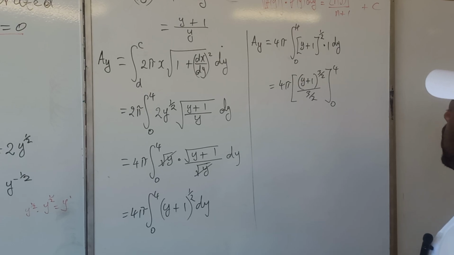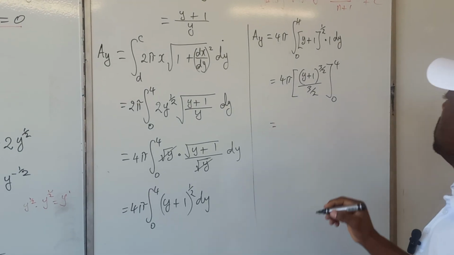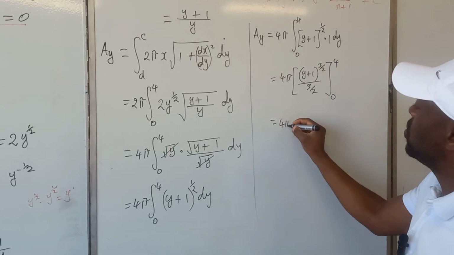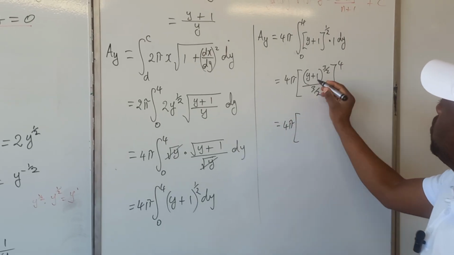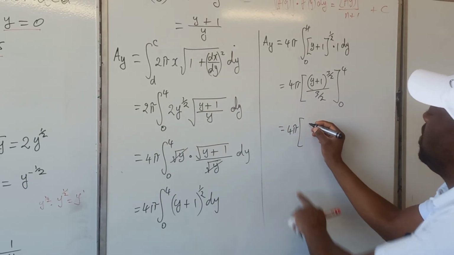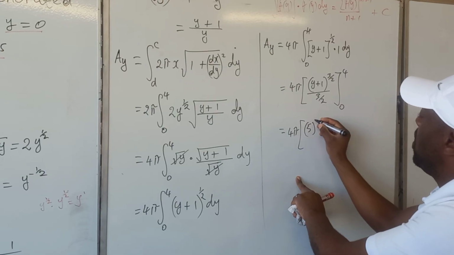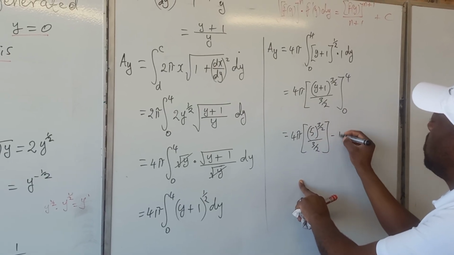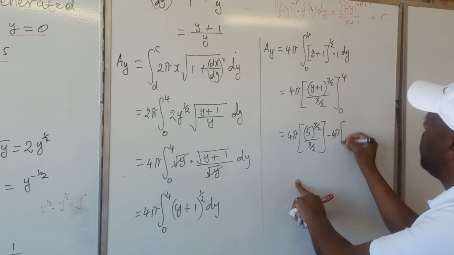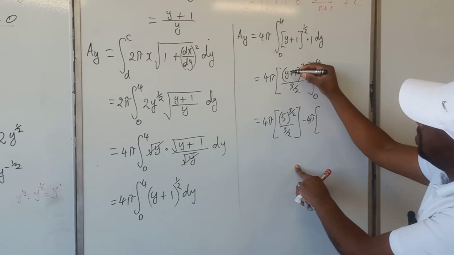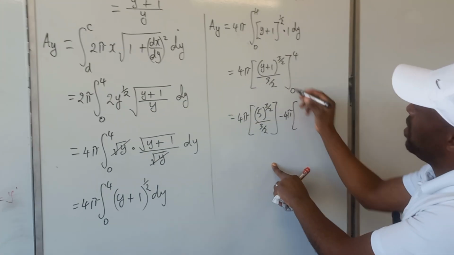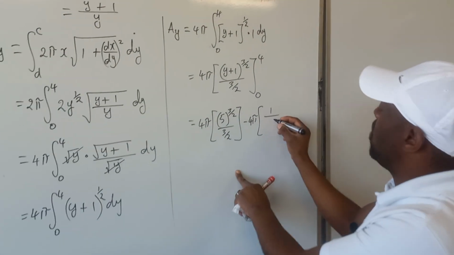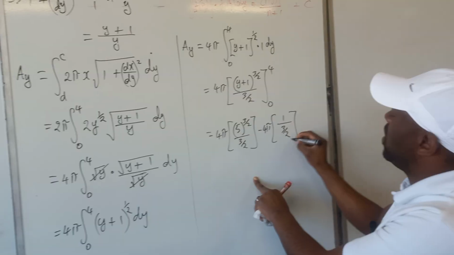So at this stage, we are now at putting our limits. Our upper limit is a 4, that's what we'll substitute first. So I'll get 4 pi in brackets. If I put 4 there, 4 plus 1 is a 5. So I have 5 to the power 3 over 2 divided by 3 over 2. Then I start the process again. I get my 4 pi and then substitute the lower limit, which is a 0. If I put 0 there, I will be getting 1 to the power 3 over 2. 1 to any power stays the same. Then I divide by 3 over 2.